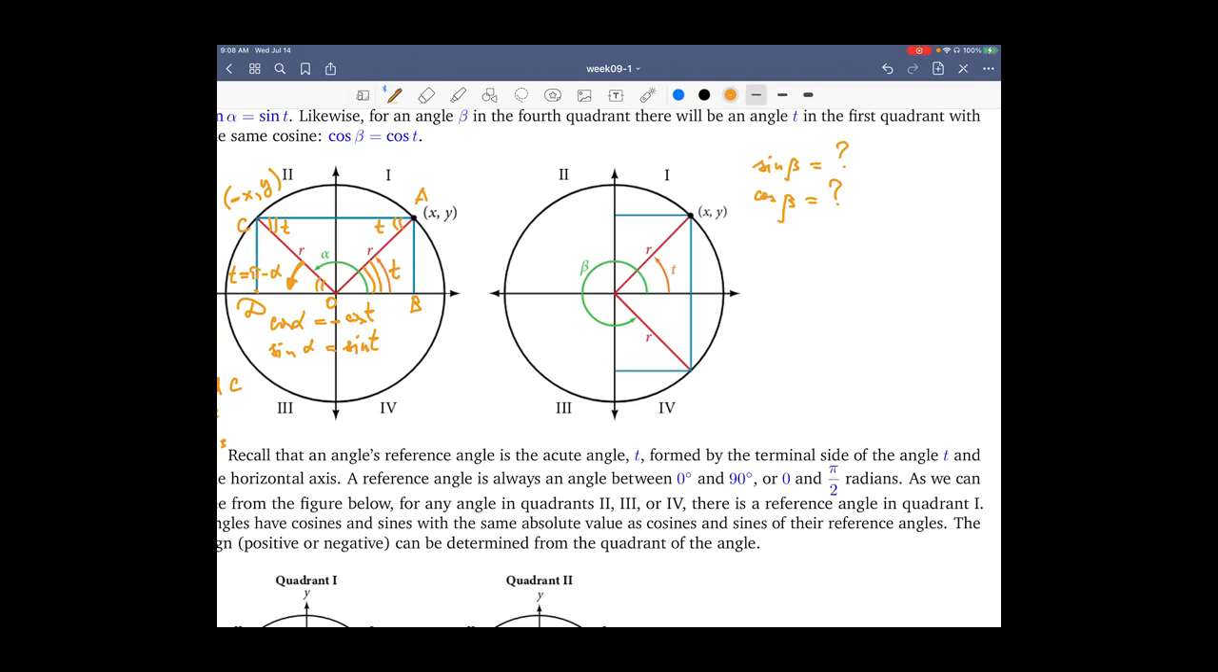To those of some angle in quadrant 1? Well, where is the reference angle for angle beta? It's this angle. The smallest positive acute angle between the terminal side of our angle and the x-axis.